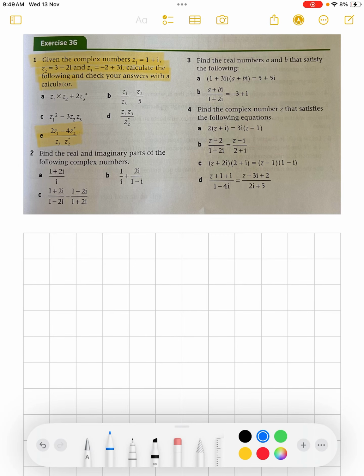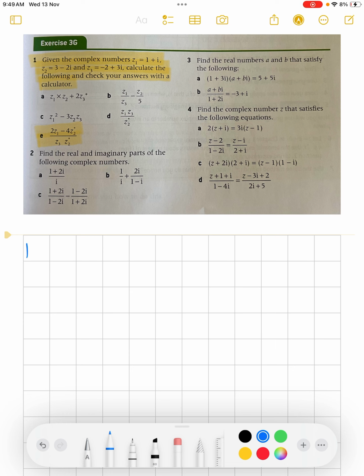Well, thank you for joining me on exercise 3G. I'm going to be looking specifically at question 1E. It says, given the complex numbers Z1 is 1 plus i, Z2 is 3 minus 2i, and Z3 is negative 2 plus 3i.